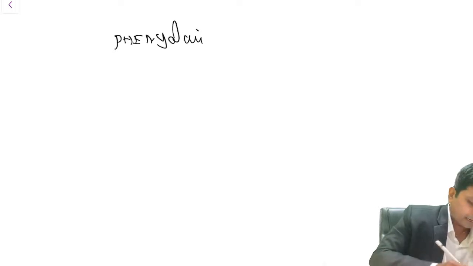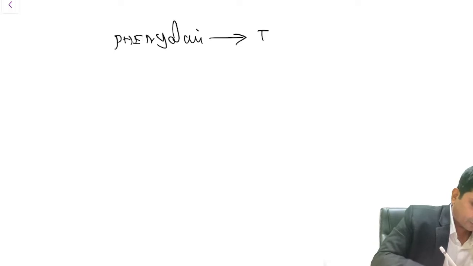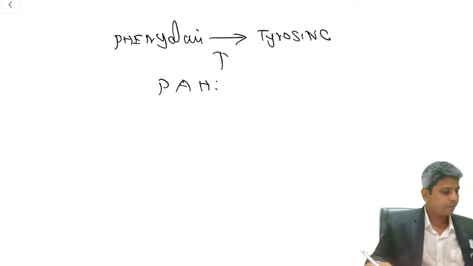So what do you mean by inborn errors of metabolism? Let me explain a simple concept. Let me explain with respect to phenylketonuria. For example, phenylalanine is converted into tyrosine with the help of phenylalanine hydroxylase.